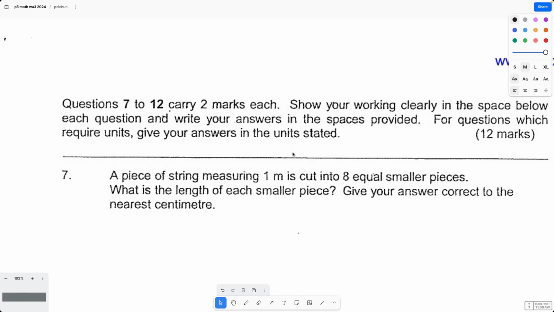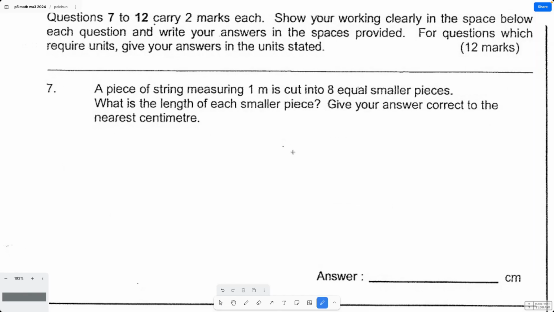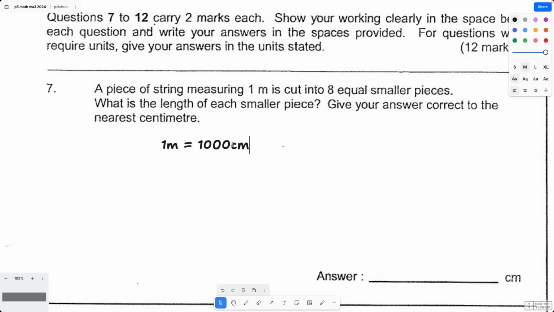Question number 7. Question 7, a 2 marks question. A piece of string measuring 1 meter is cut into 8 equal smaller pieces. What is the length of each smaller piece? Give your answer to the nearest centimeter. So for centimeter, basically, we just need to convert this 1 meter to centimeter. So maybe you might make this mistake, which you think, okay, it's 1000 centimeter. No, 1 meter is not 1000, but 100 centimeters.